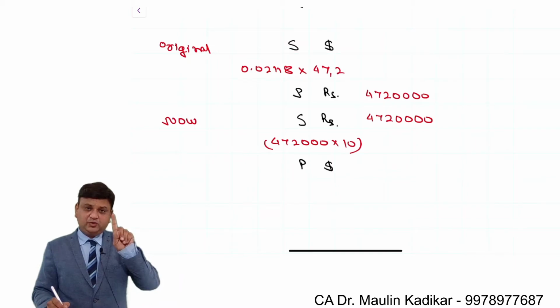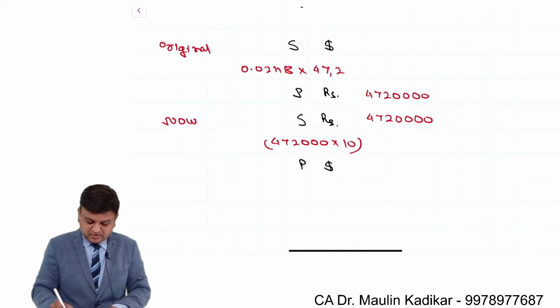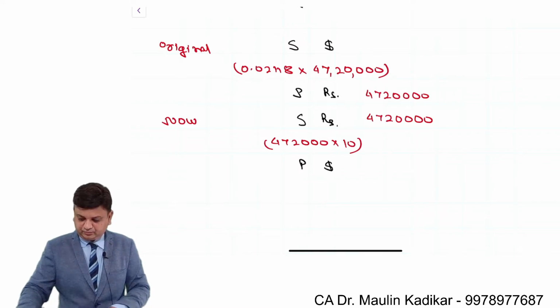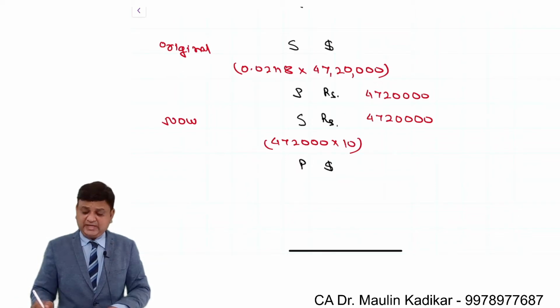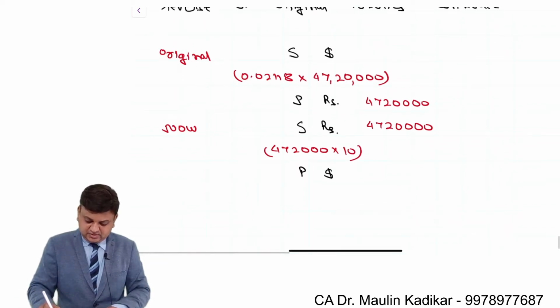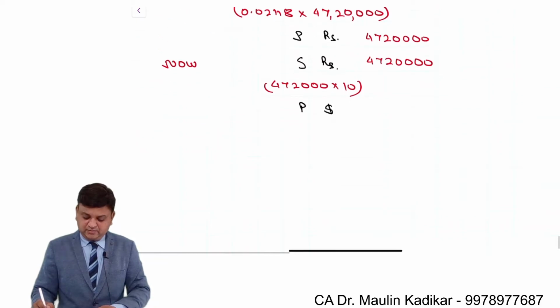That is on 1st of June for September. 47,20,000 into 0.02118 gives 99,969.6. This is the sell dollar.